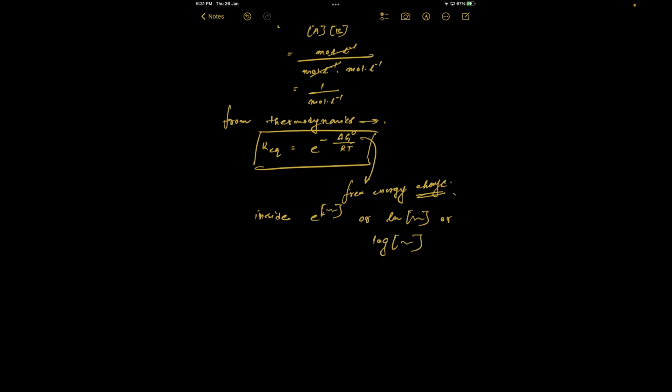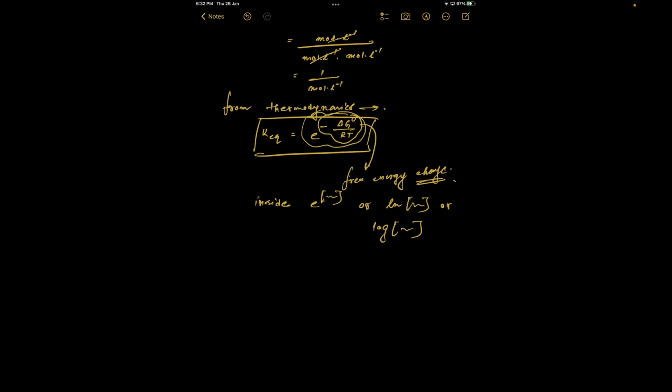So here from thermodynamics we know that any equilibrium constant can be written as exponential of minus delta G0 divided by RT. So this quantity should be unitless, and the whole quantity should be unitless or dimensionless. So that's why the answer is that the dimension of K equilibrium will be unitless. Okay, just remember that.